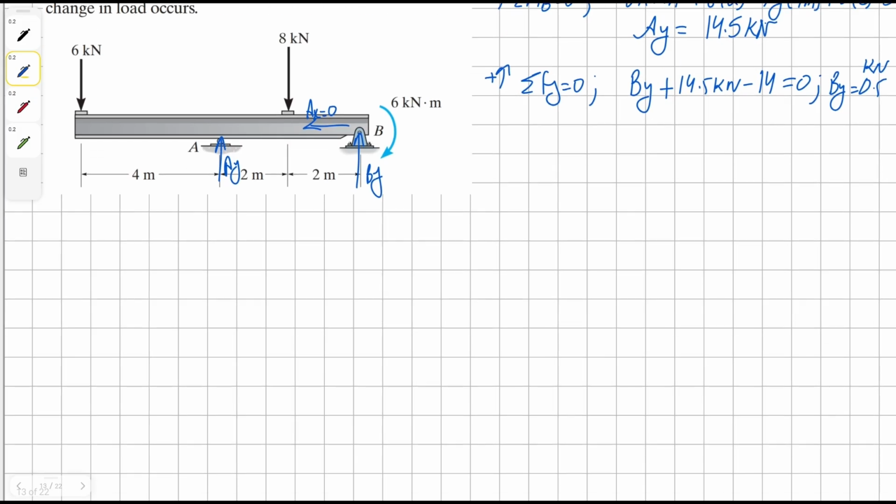Okay, and with that, we can begin our solution, which is to draw our shear and moment diagrams. For our shear diagram, we're going to begin with negative 6 kilonewton. And then we're going to proceed till 4 meters, you can say. And then we're going to go up 14.5, which will get us to 8.5.